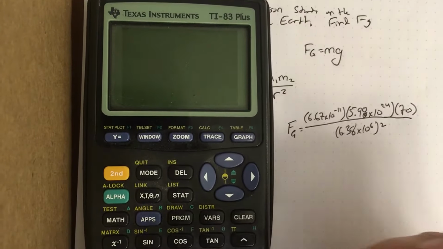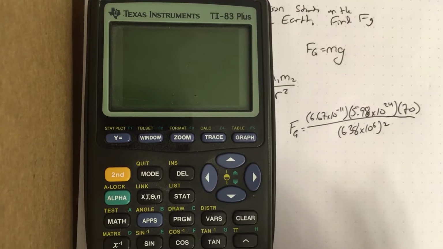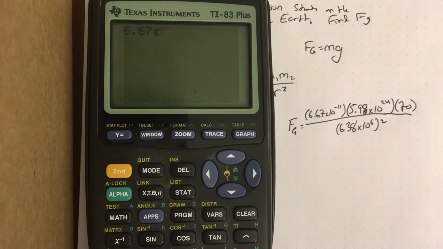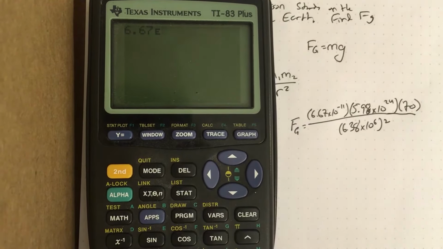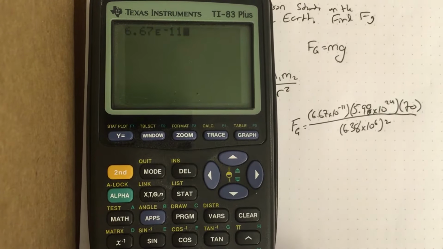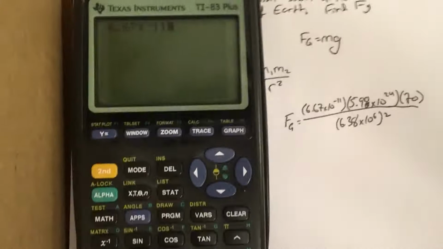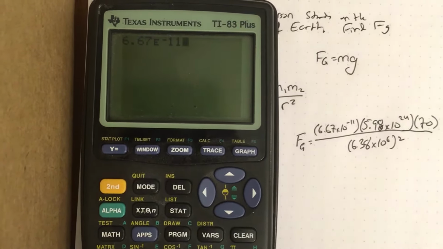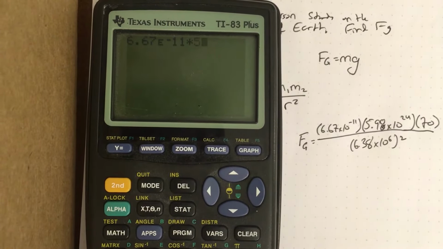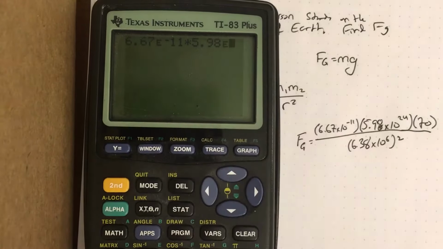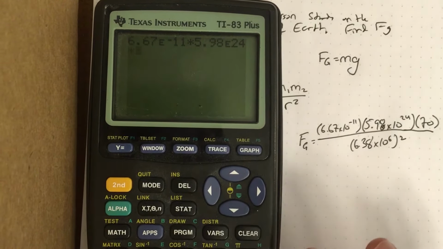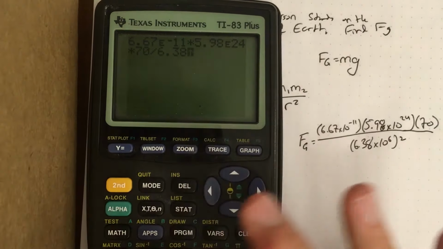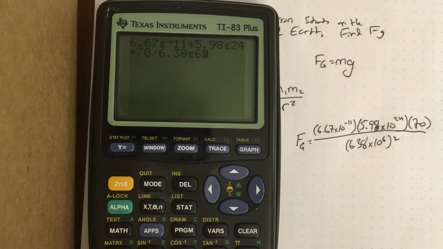But if you have one of these buttons, you're going to write 6.67, and this E button stands for times 10 to the something. So 6.67 E negative 11 is the same as 6.67 times 10 to the negative 11th. These are equivalent things. Then times 5.98, again we're going to do E 24, times 70, divided by 6.38 E6.